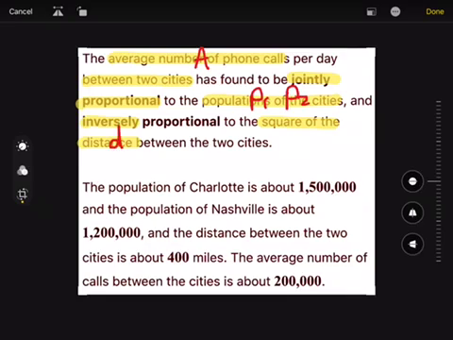So my equation is going to go something like this. A equals, always the K comes next. This is jointly proportional to the population of the two cities. So I'll say P1 times P2. So that's joint variation. And then inversely proportional to the square of the distance. So inverse needs to go underneath. So that's going to be D squared under there. All right, so I'm going to take a second and write my equation on the next page.